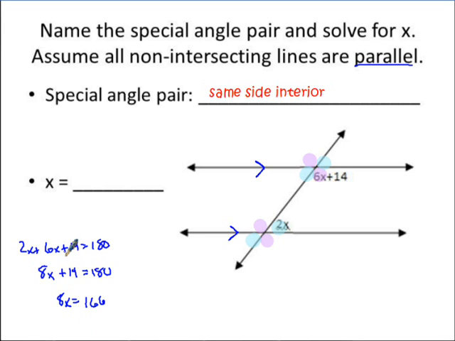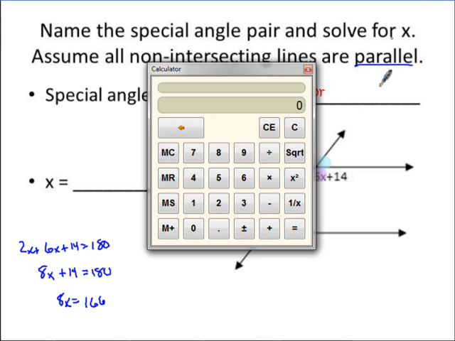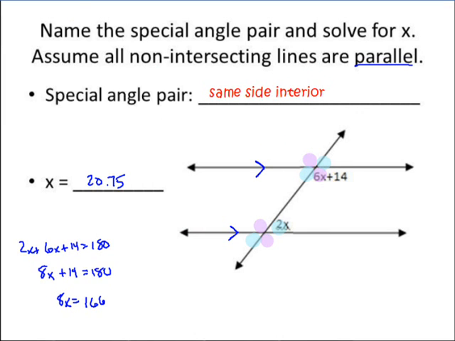And then what do we have? Most of the tests we take are going to have rounding instructions. If they don't, ask your teacher. So if it says to the 10th, then this is 20.8. If it says to the 100th or the 1000th, this is just 20.75. All right, and that's it.